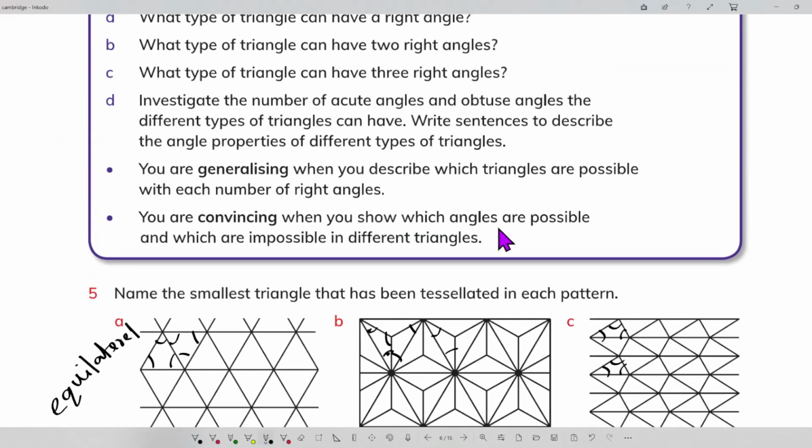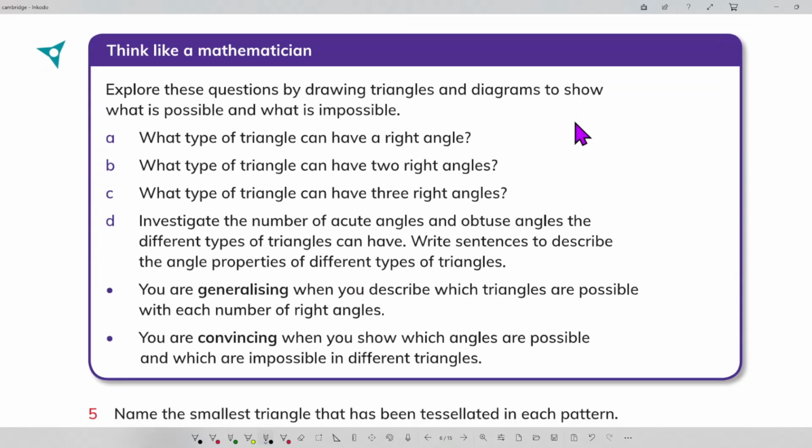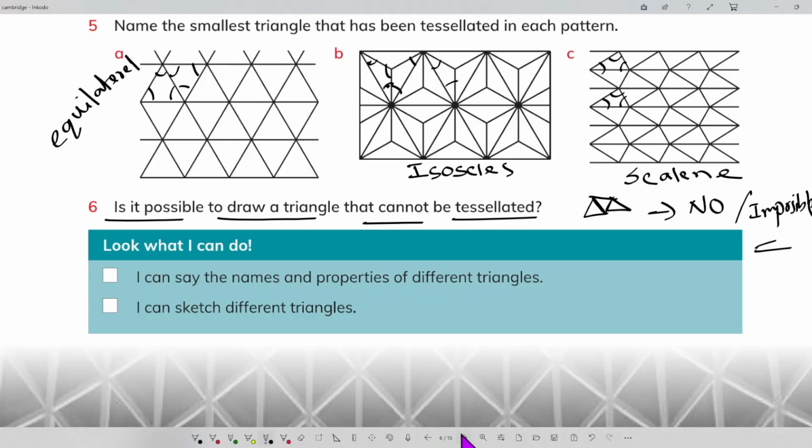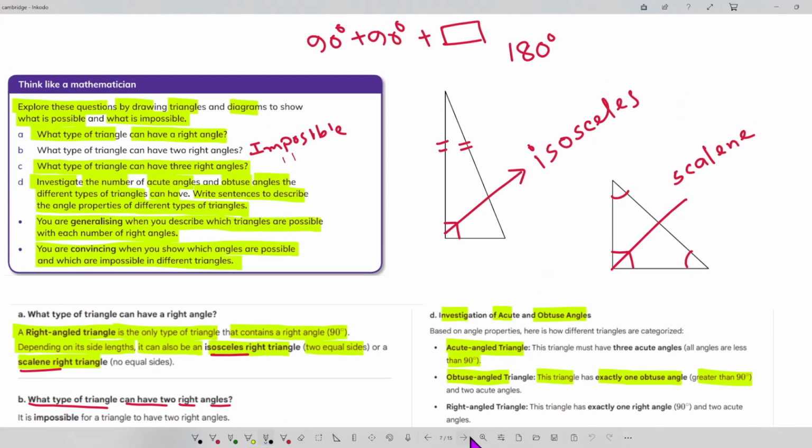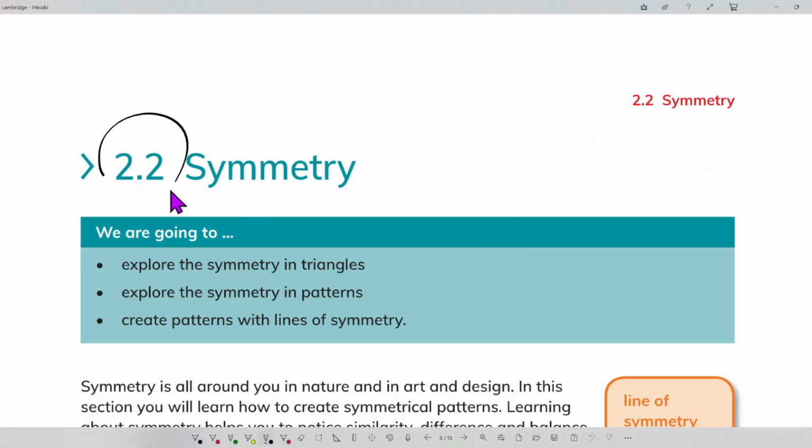After this one, for this chapter of 2D shape and pattern, we have to stop, because next video we will start from 2.2, which is symmetry. So 2.1 done.